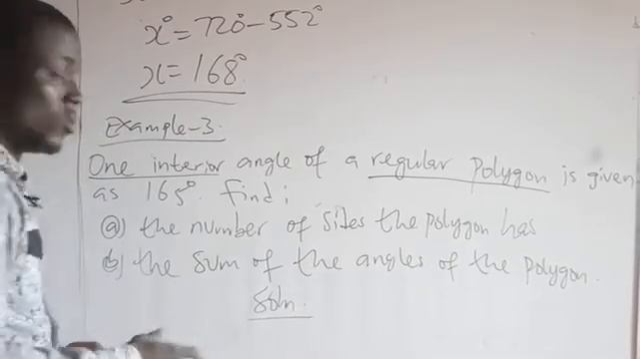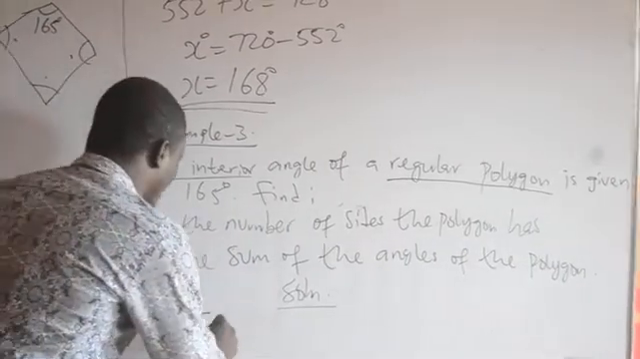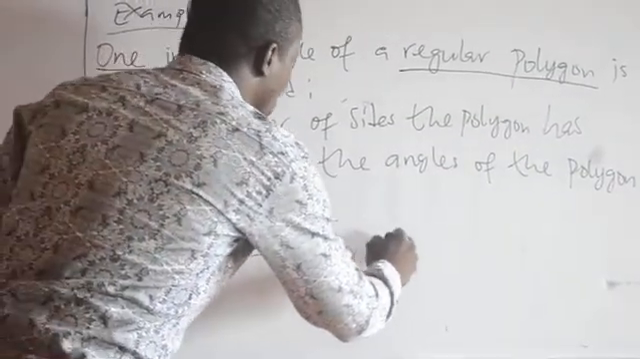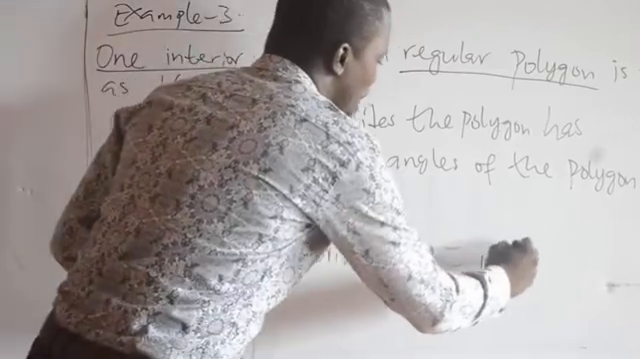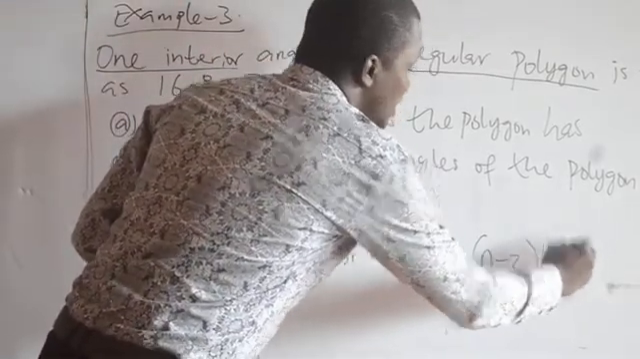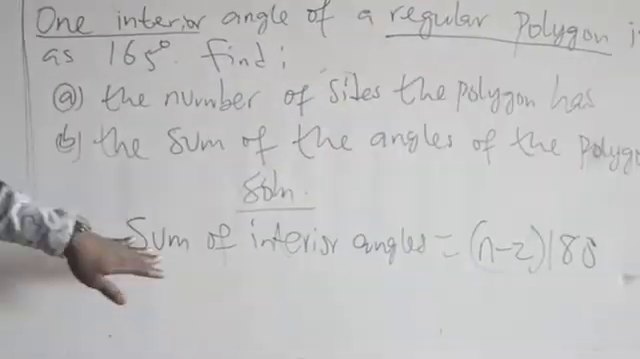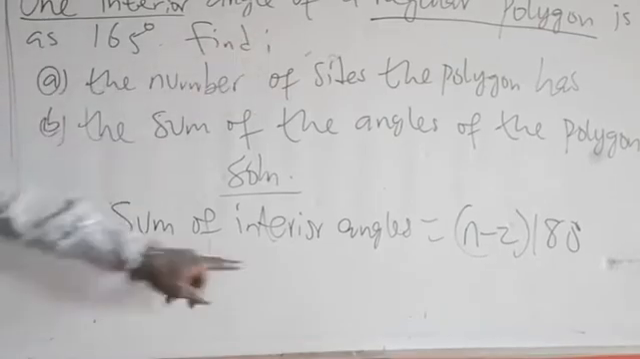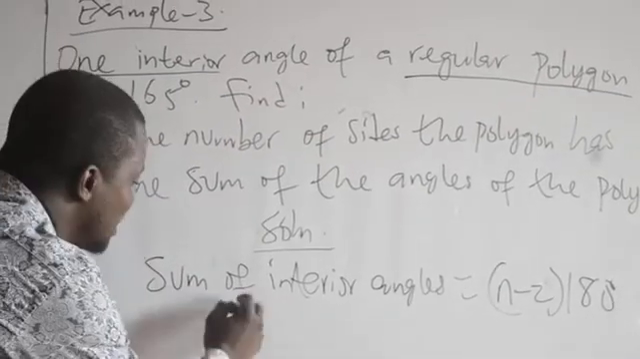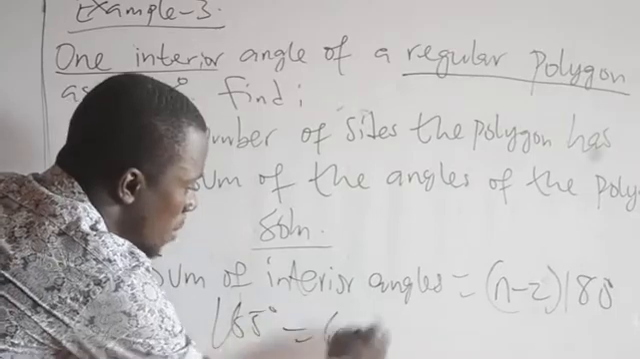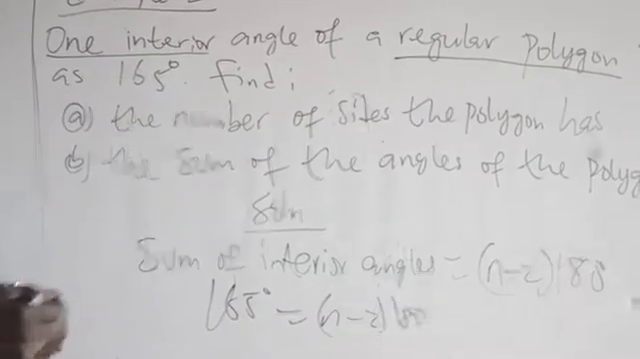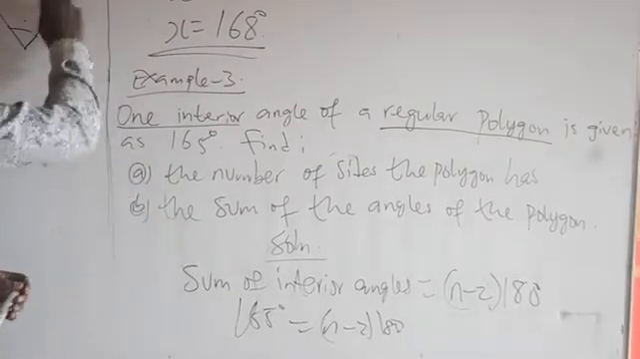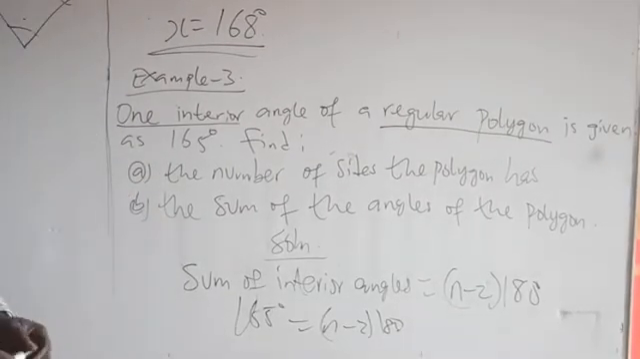So we don't know n. We only know that the sum of interior angles of a polygon is given by the formula n minus 2, bracket, 180 degrees. That is the sum of all the interior angles, not only one. They give us only one interior angle. So we cannot just come here and write 165 degrees equals n minus 2 bracket 180. It will be wrong because they gave us just one angle. How about the other angles? We don't know them. But remember that the other angles are equal to 165 degrees.